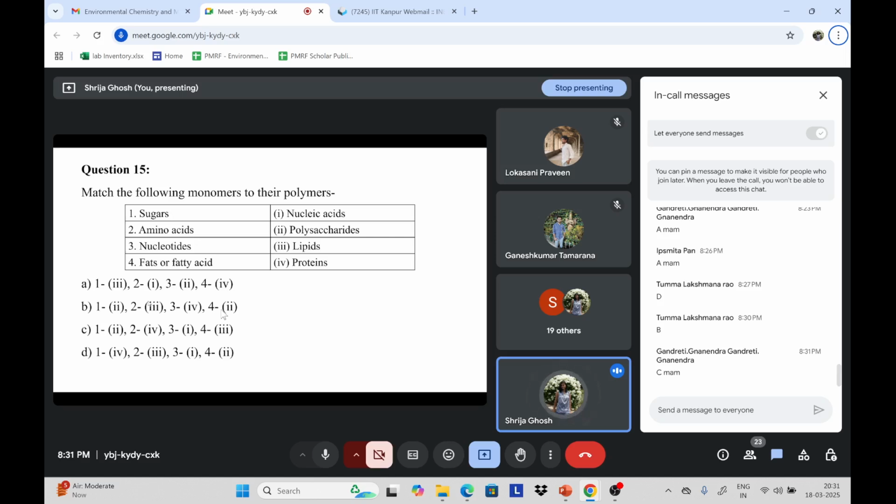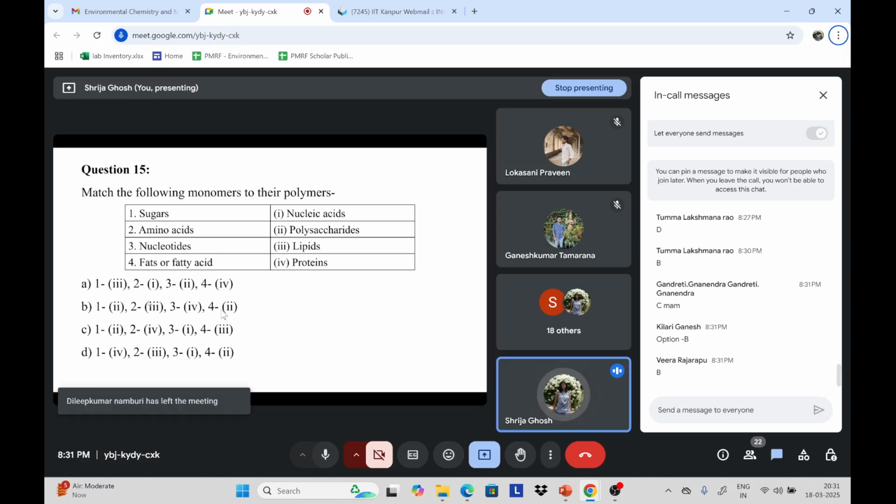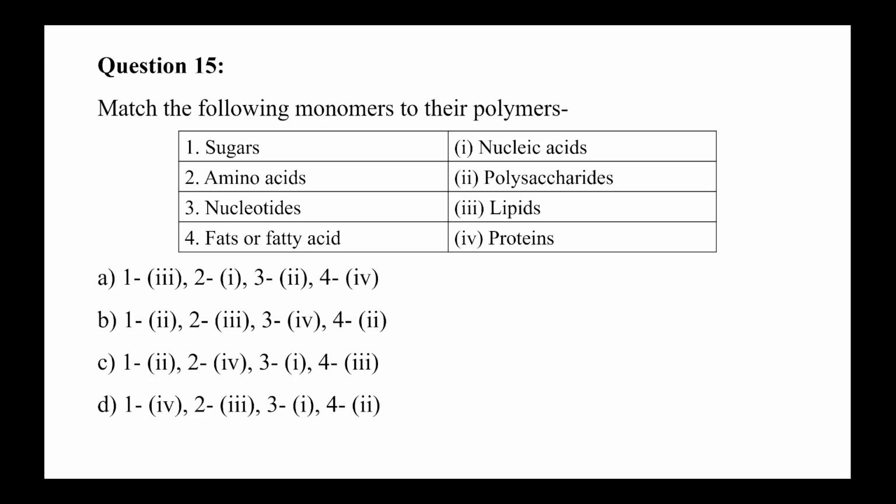Option C. We have another answer, option C. Sugars to polysaccharides, amino acids to proteins, nucleotides to nucleic acids. And then two more people have answered option B. Option C is the correct answer. So whoever answered option C is right. Option B is not the correct answer.